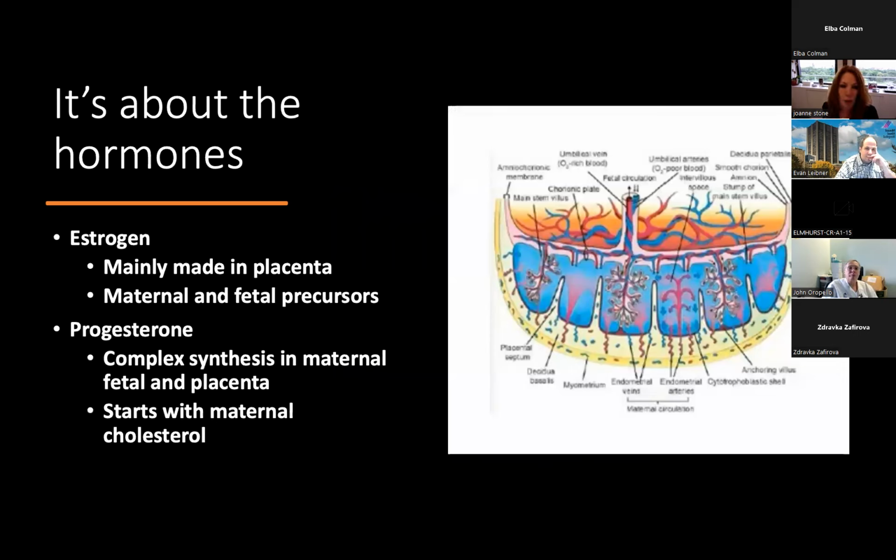So all the changes are really about the hormones. Estrogen is produced mainly in the placenta. There are maternal and fetal precursors involved in the formation of the different types of estrogen, and progesterone as well is really impactful in terms of the physiologic changes. There's complex synthesis that occurs in the mother, the fetus, and the placenta, and it starts with maternal cholesterol as a precursor.